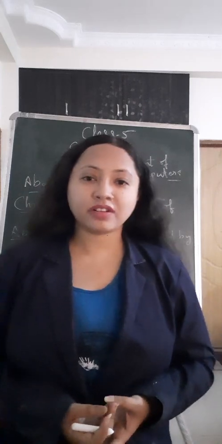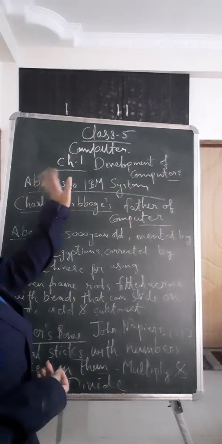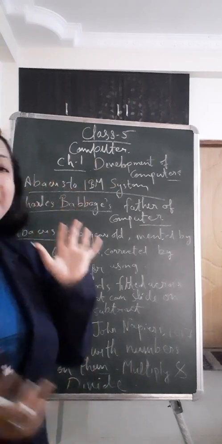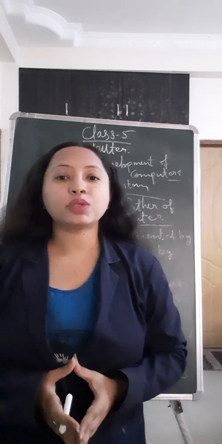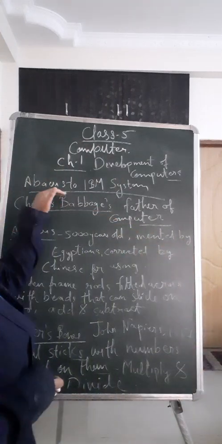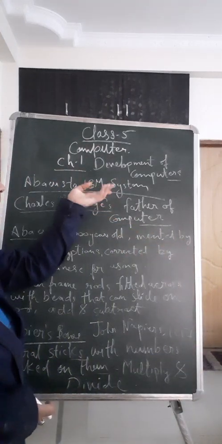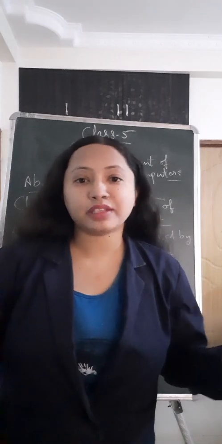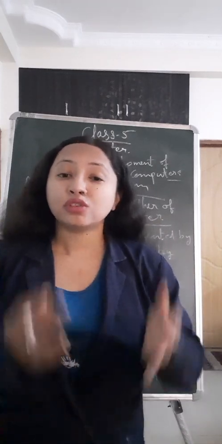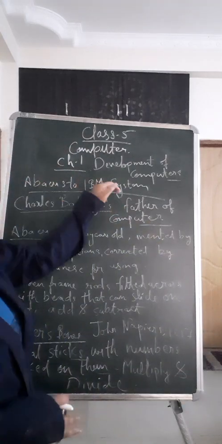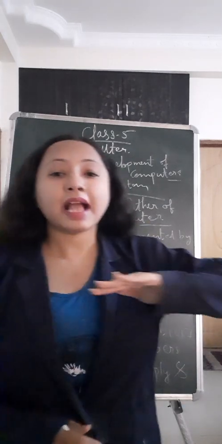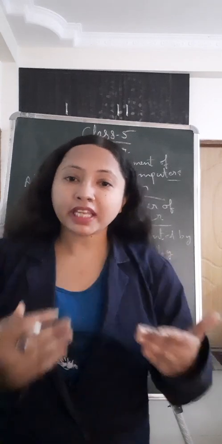So let us start, children. See, children, the computers have started from the abacus. Okay, the very first computer or counting machine which we have is called the abacus. And from the abacus, today's systems are the IBM system, HP system, and all we have. So that is today's modern computer. So from the abacus to the IBM system, the computer has traveled a very long journey.